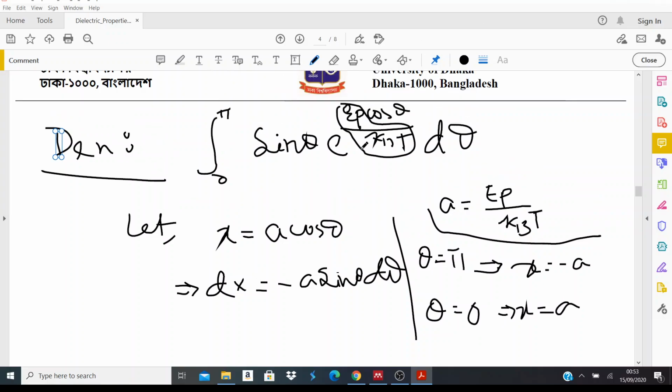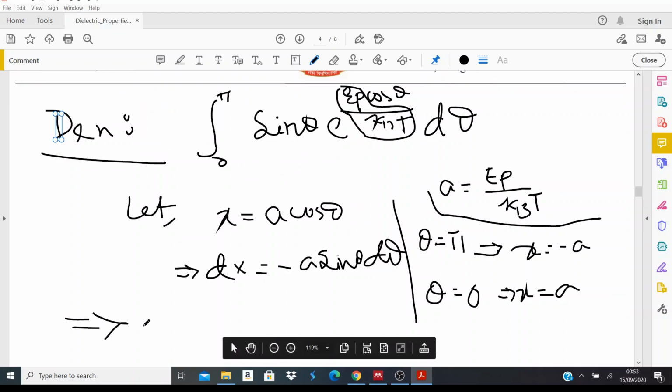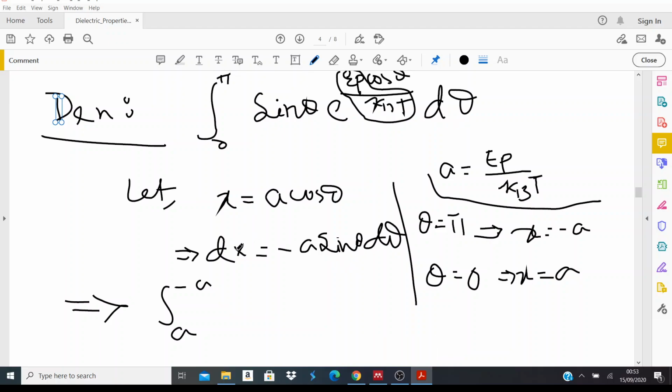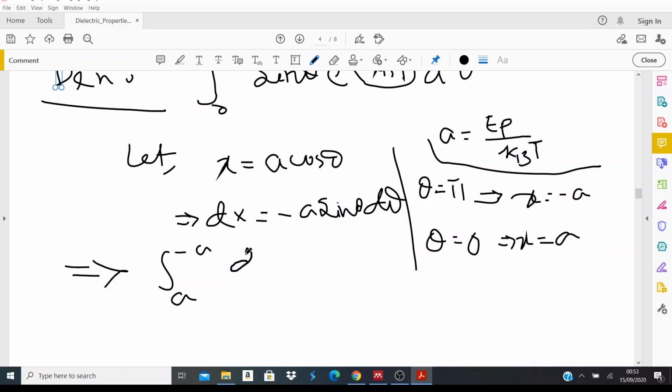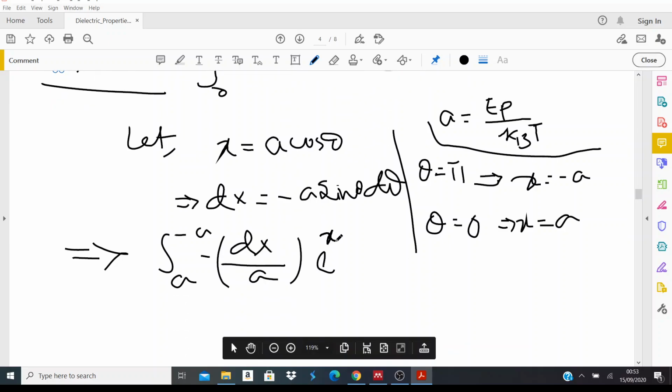So in this expression, you can see that the upper limit is minus A, the lower limit is plus A. We have the minus sign from here, and then we have a 1 by A, because in terms of d theta, sine theta d theta is like dx by minus A. So we are just replacing with dx by A, and then e to the power x, right? That's the integration that we need to perform.